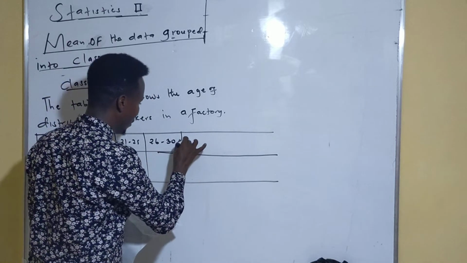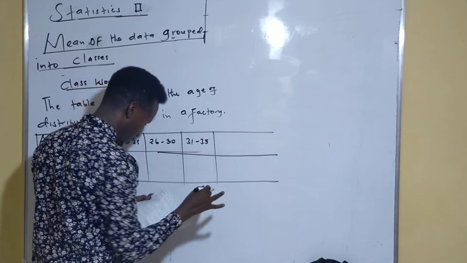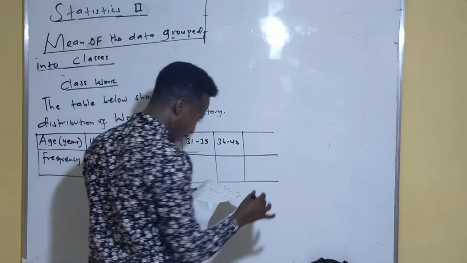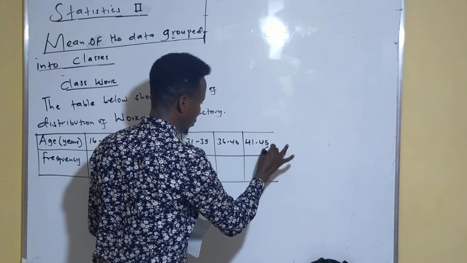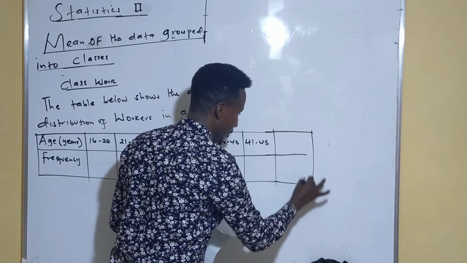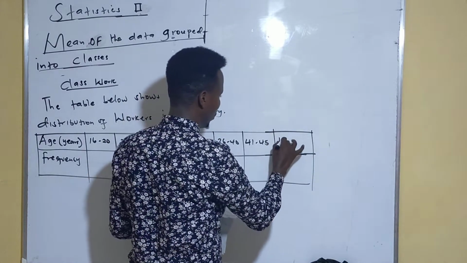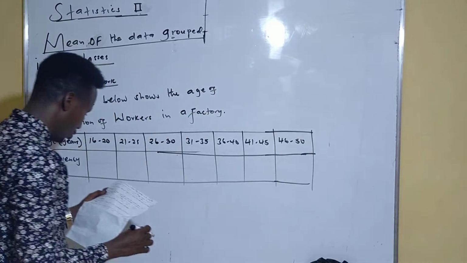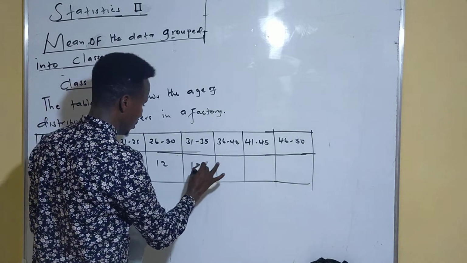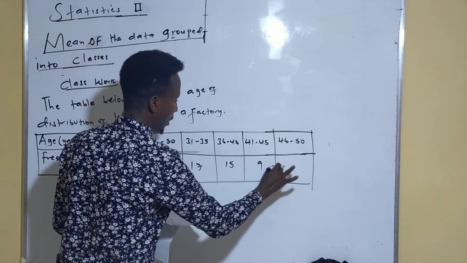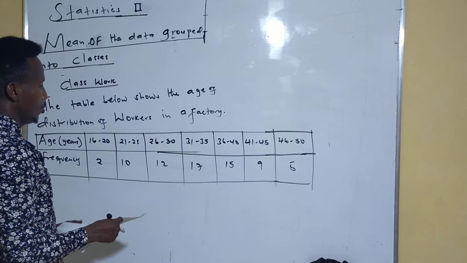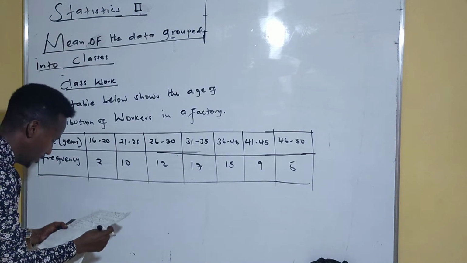Then we have 31 to 35. Then we have 36 to 40. Then we have 41 to 45. Then we have 46 to 50. So you have here the frequencies 2, 10, 12, 17, 15, 9, 5. So you are told calculate the mean age.